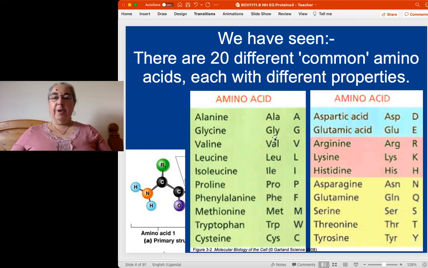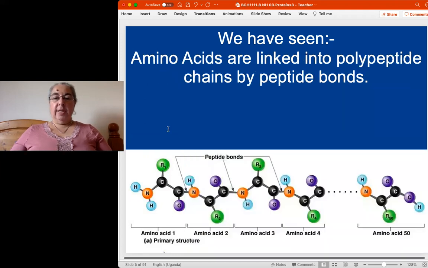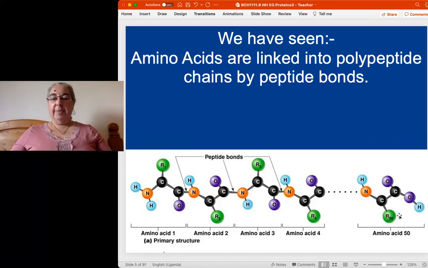But I hope that you're remembering the different groupings that can be made of amino acids, whether they're neutral or polar, whether they're acidic or basic, and so on. So we've seen how amino acids are joined into long chains by peptide bonds. So peptide bond here, here, and here between each amino acid. Okay, so here is a polypeptide chain or a polypeptide, or as it's only 50 amino acids, I think we could still call it an oligopeptide.